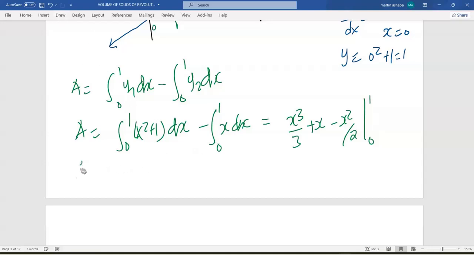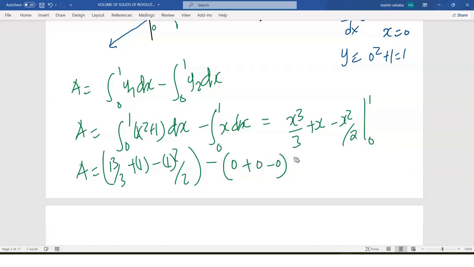And this area is going to be, I put in 1 cubed out of 3 plus 1 minus 1 squared out of 2. If I put in 0, everything will be 0, because this is 0 plus 0 minus 0. And obviously, what is this going to give you? It's going to give you a third minus a half, then plus 1. So this gives me a third plus a half. By 6, here I'll have 2, I'll have 3. So this gives me 5 out of 6.